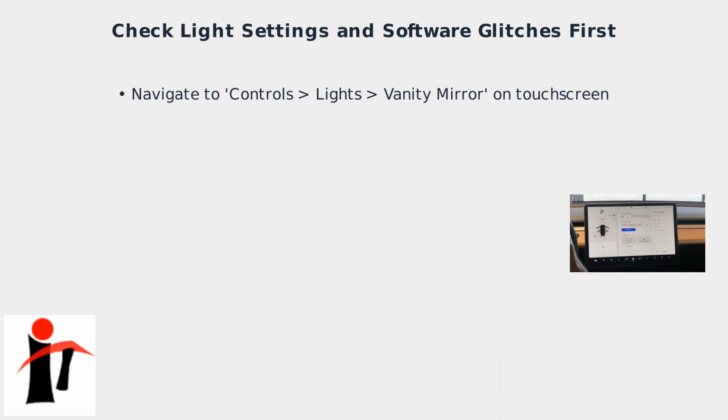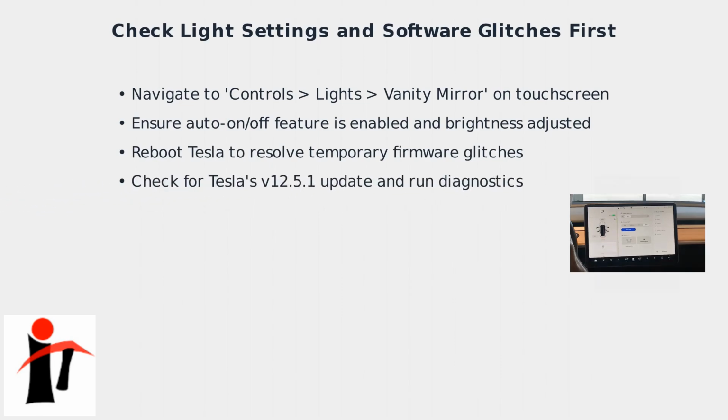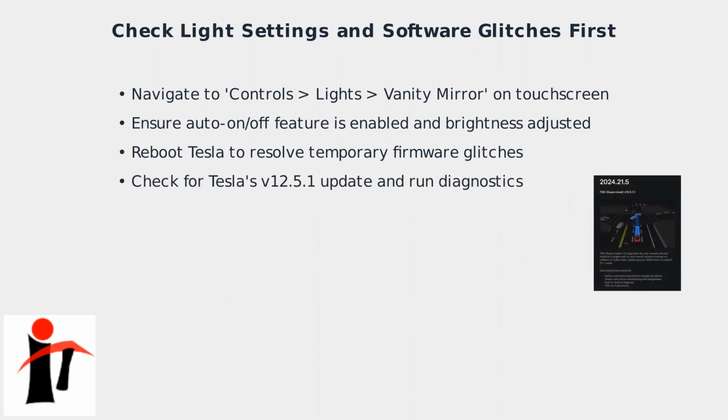Before diving into hardware, let's rule out software problems. Navigate to Controls, Lights, Vanity Mirror on your Tesla's touchscreen. Ensure the Auto On-Off feature is enabled and brightness is properly adjusted. A common fix is simply rebooting your Tesla. This can resolve temporary firmware glitches. Tesla's V12.5.1 update, late 2025, includes enhanced lighting system checks in the service menu, so check for updates and run diagnostics.